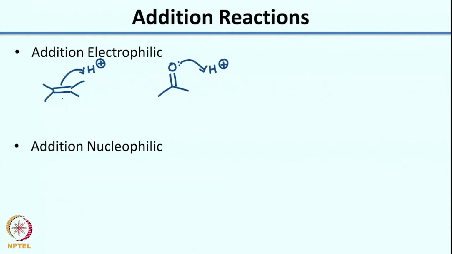So, in both these cases I will just quickly write what you get. So, in this case what you end up getting would be a carbocation, and in this case what you end up getting would be a protonated ketone.